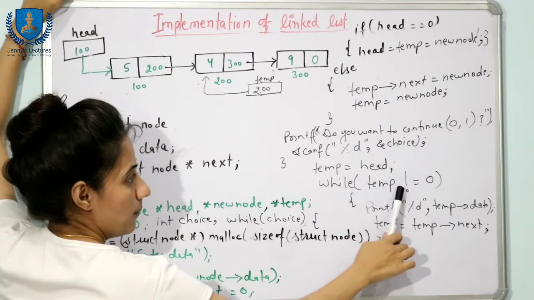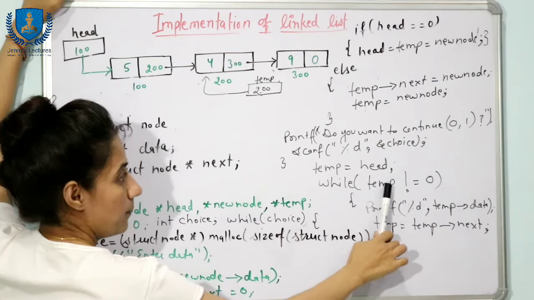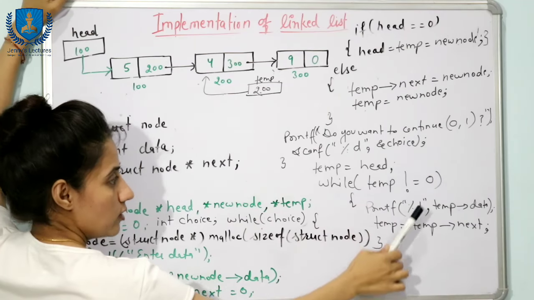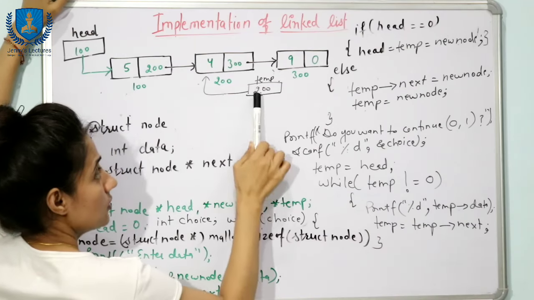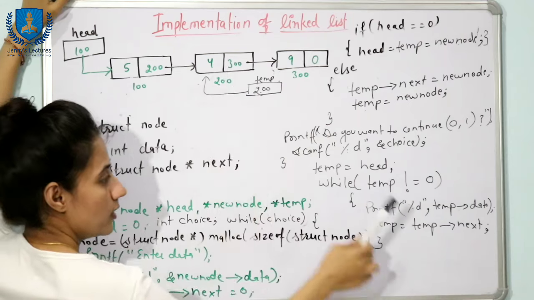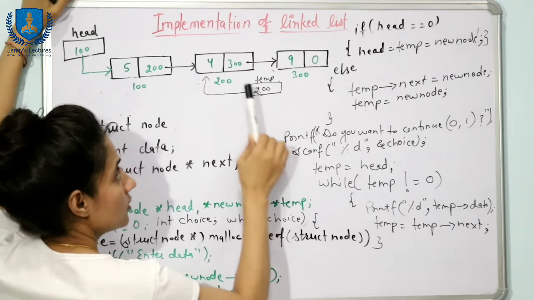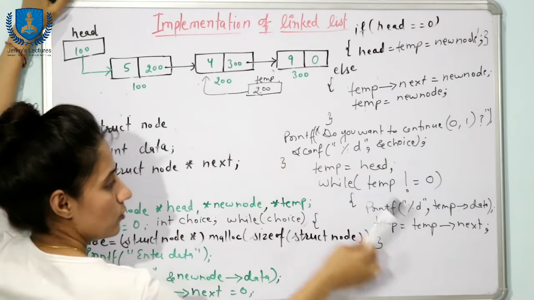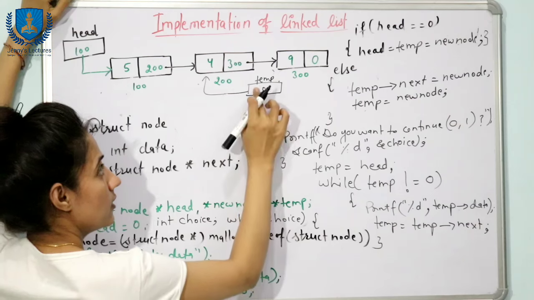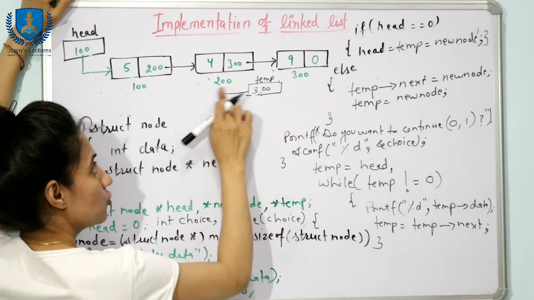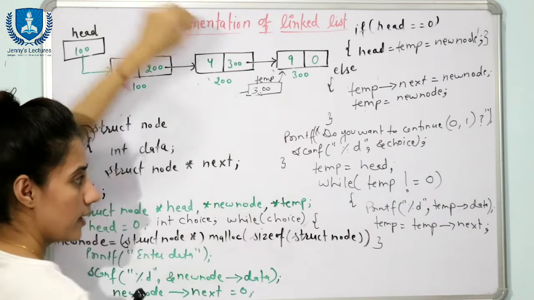Again the condition, while temp is not equal to null. Temp is now 200, so it is not null. So now print temp data, that is 4. It is going to print now 4. Again temp next. Temp next is 300. So now 300 is going to be stored in temp, that is, here you will store 300. So now temp is going to point here.